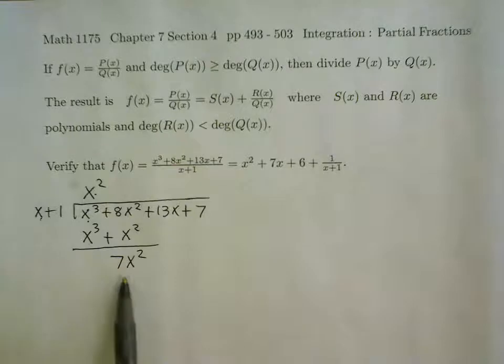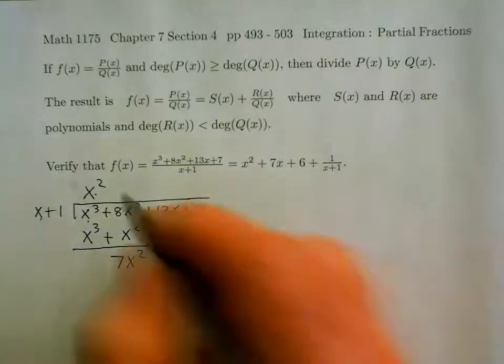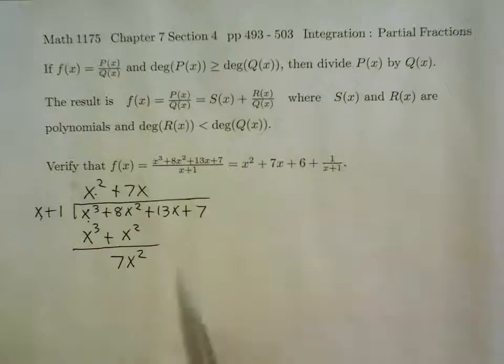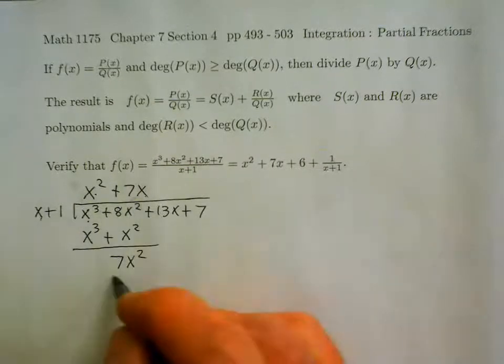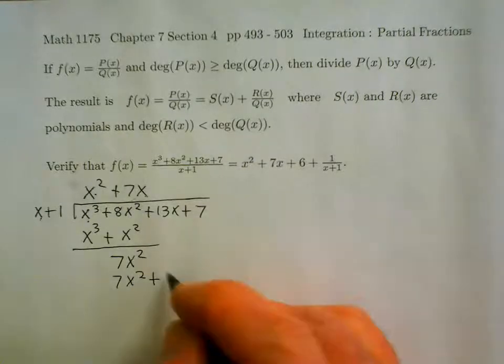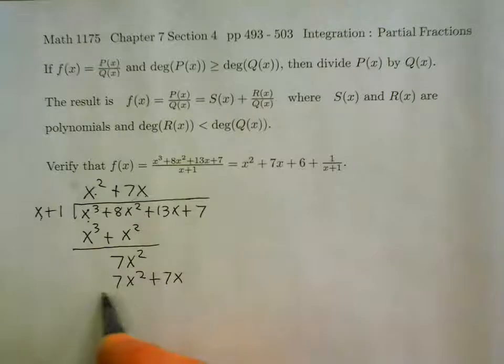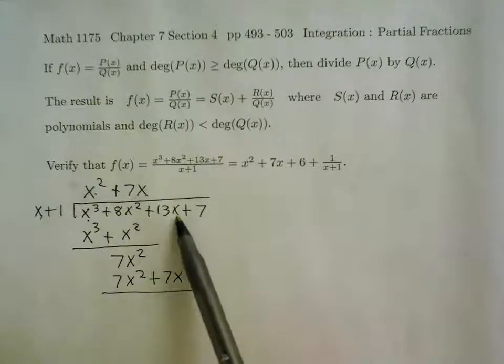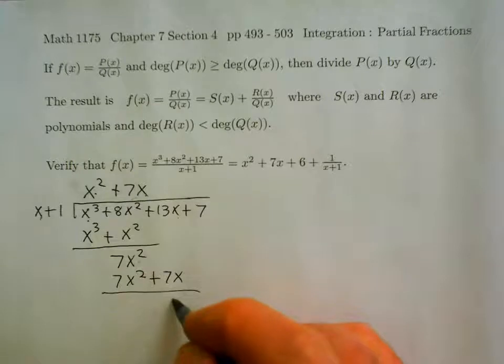X goes into 7x to the second plus 7x times, and we multiply 7x times the divisor. 7x times x is 7x squared. And then plus 7x times 1 is plus 7x. And then we subtract again. 7x squared minus 7x squared is 0. 13x minus 7x is 6x.